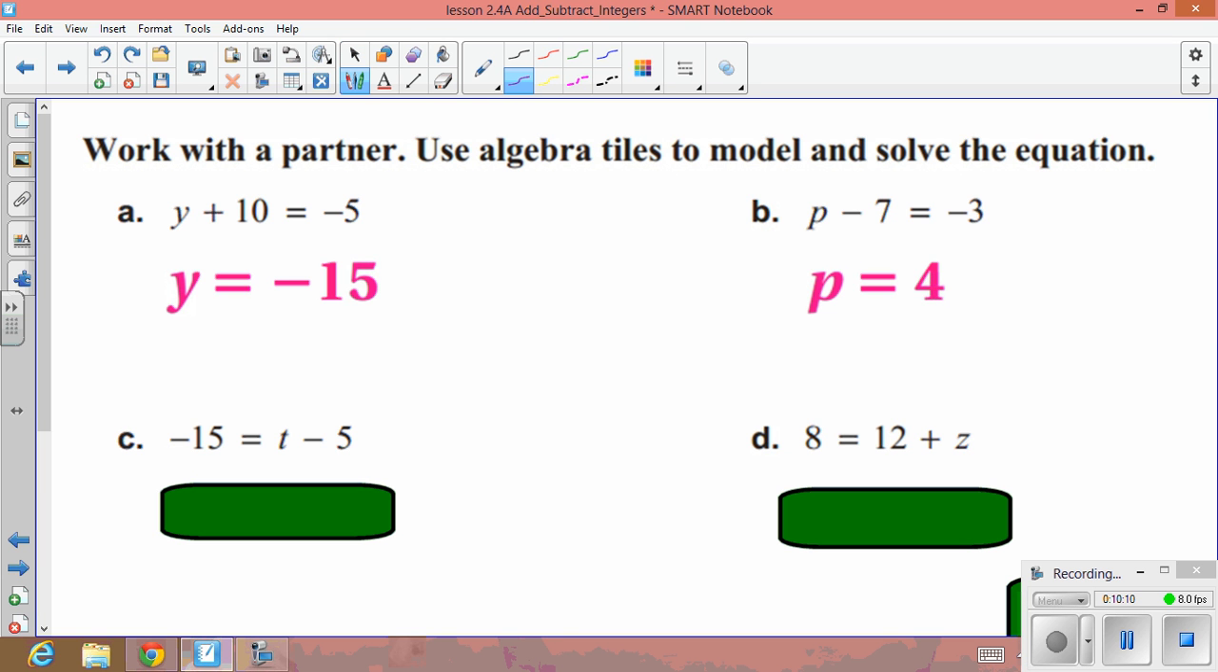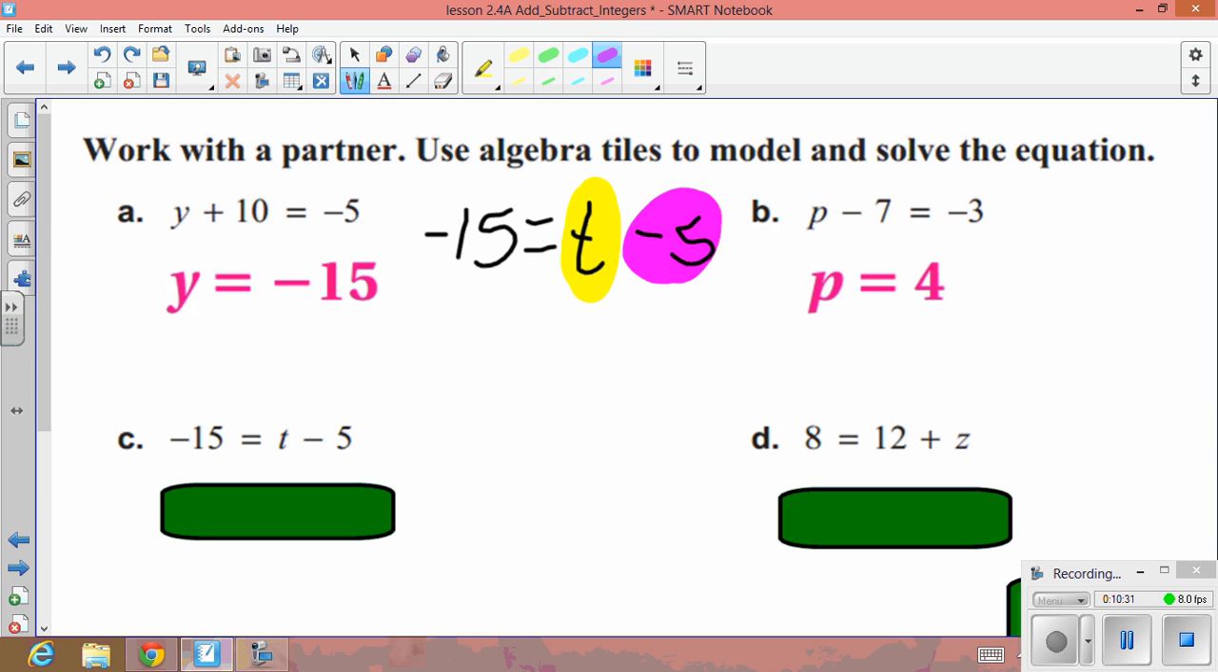For number 5, I'm going to show you letter C algebraically. Negative 15 equals t minus 5. This is what we want to isolate, our variable. What's in the way? This minus 5. That minus 5 is the piece that needs to go. Well, what's the opposite of minus 5? That would be correct, plus 5.